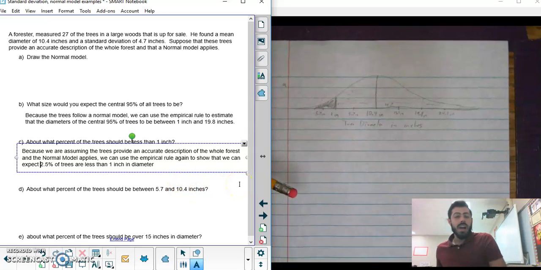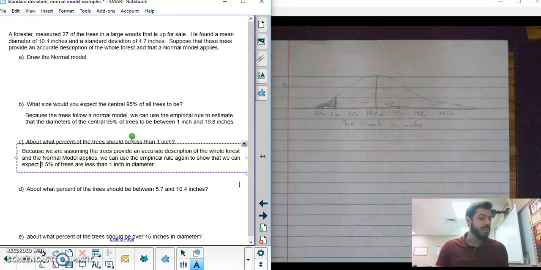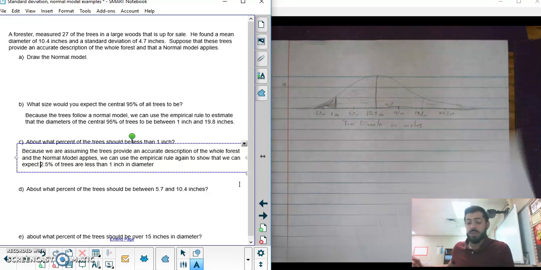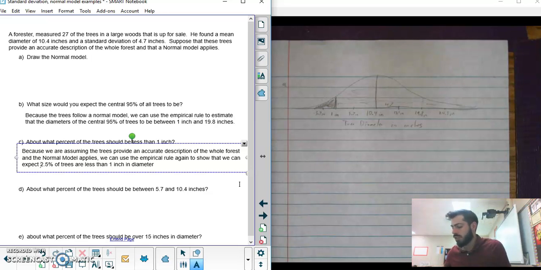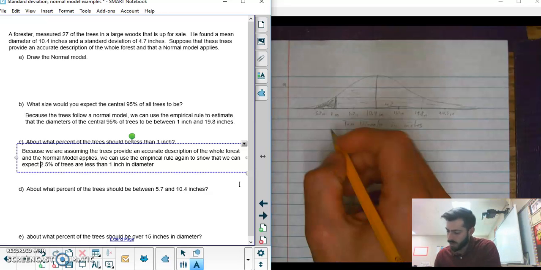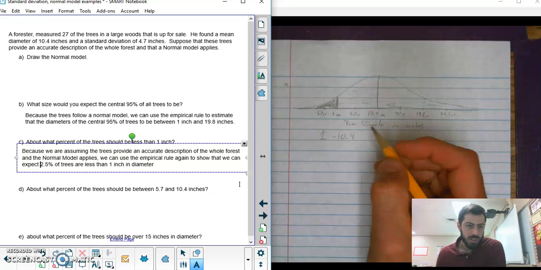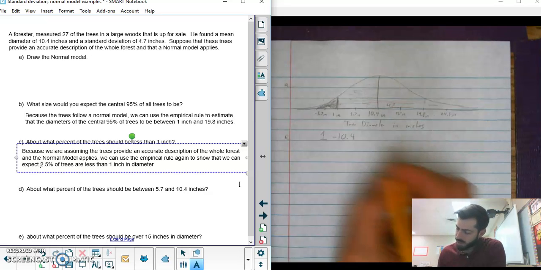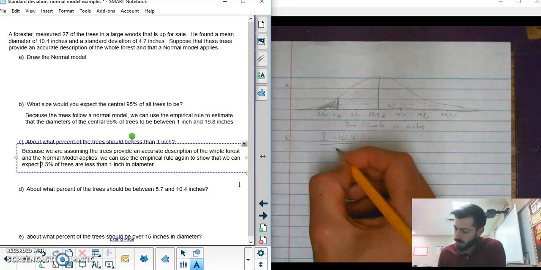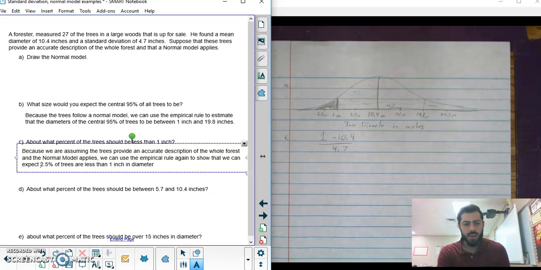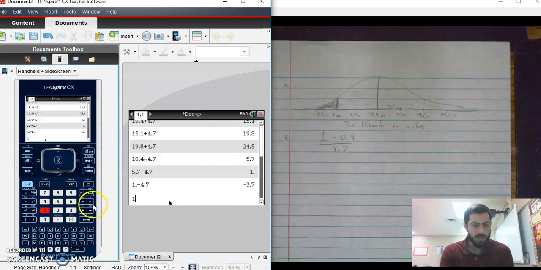If you forgot the empirical rule, which is possible, you could do this one of two ways. The first way is you could first calculate the z-score for 1 inch. So we have 1 minus 10.4. This is part C, right? 1 minus 10.4 over a standard deviation of 4.7. And our trusty calculator tells us that that is equal to, I don't feel like doing it in my head, and don't lie, you're not doing it in your head either.